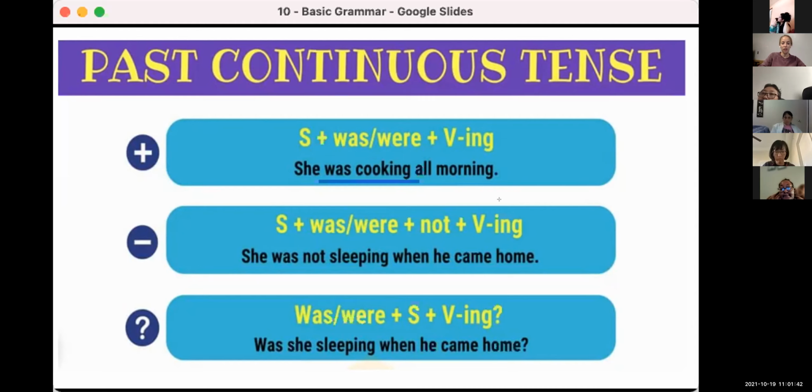She was cooking all morning. Cooking is not a fast activity, right? It goes on for some time. But now it's finished. She was cooking all morning.